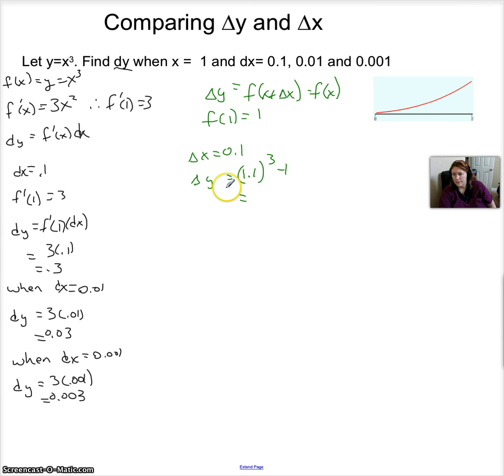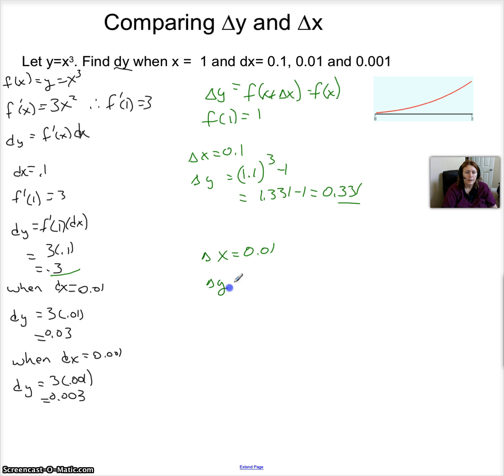And it turns out that that is 1.331 minus 1, or 0.331. Oh, that's actually pretty close, isn't it? I mean, it's off in the hundredths place. What about when delta x is 0.01?